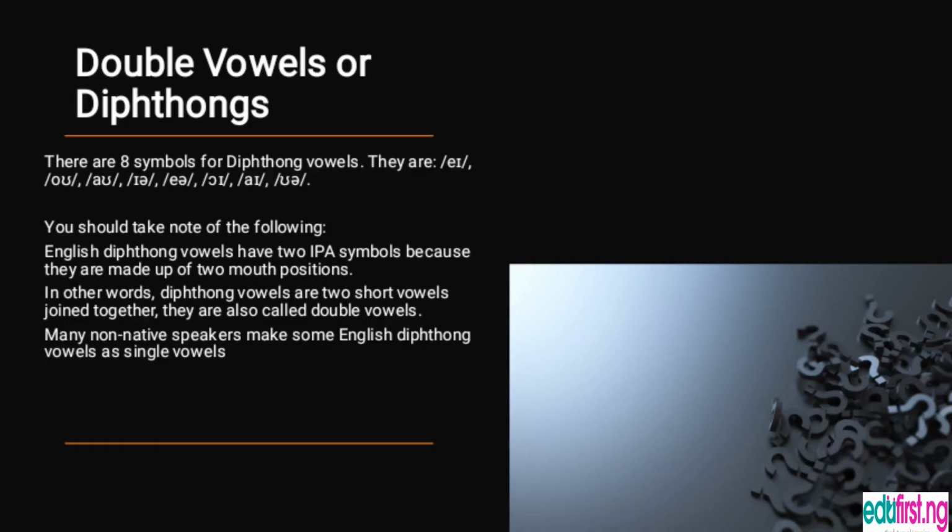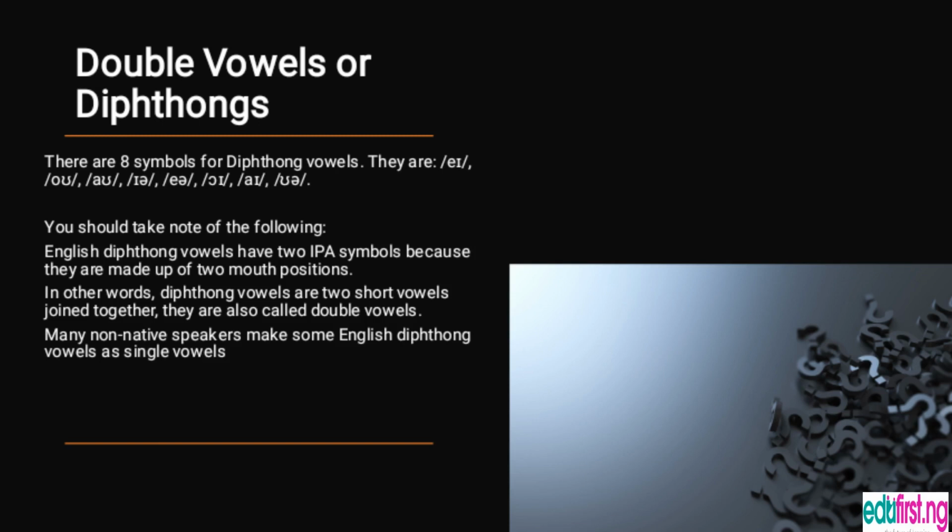Now double vowels or diphthongs. There are 8 symbols for diphthong vowels. You should take note of the following. English diphthong vowels have 2 IPA symbols because they are made up of 2 mouth positions. There is a transition between the first symbol and the second symbol while you make these sounds, in the movement of your mouth. You'll notice it while we take the examples.